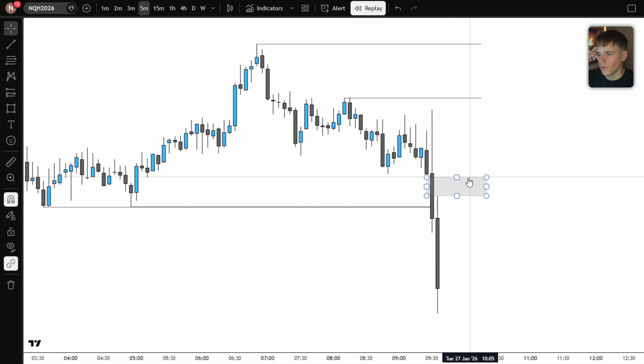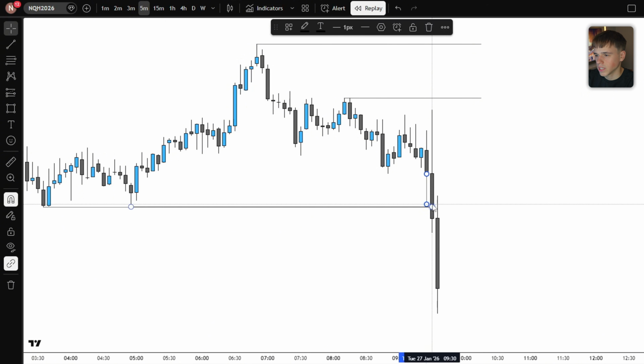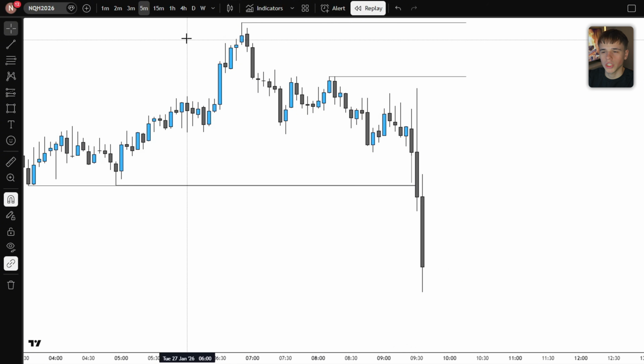But if there was no fair value gap, if the market has just done something like this and left us with no fair value gap, we would just go to the 3-minute time frame, look for the fair value gap. If there is no fair value gap, to the 2-minute time frame. If there is no fair value gap, to the 1-minute time frame. So we just go from the highest to the lowest time frame to look for the fair value gap. So it's very easy, trust me.